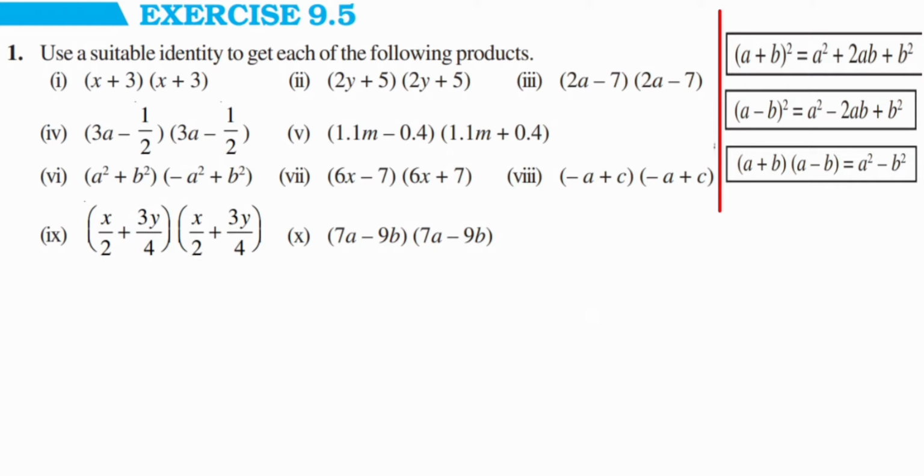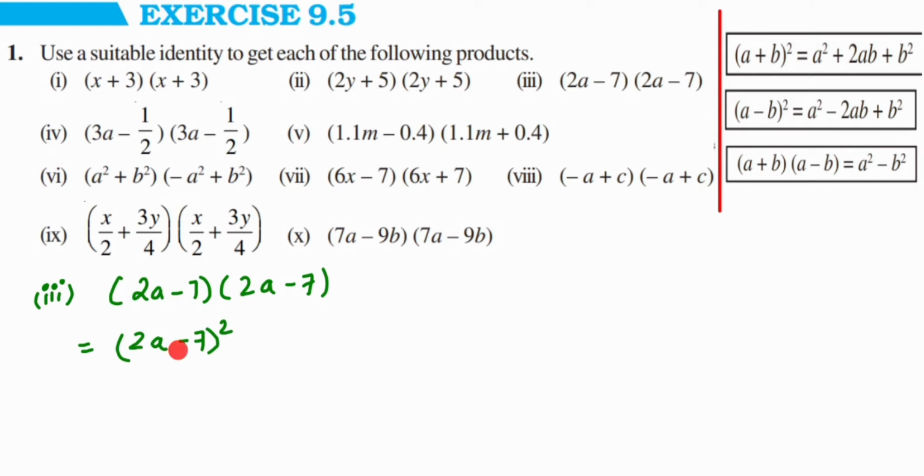The third problem is (2a minus 7) into (2a minus 7). Here when you multiply them you will get (2a minus 7) square. Now this is the second identity, that is (a minus b), because there's a minus sign there, it's like (a minus b) square, which is a square minus 2ab plus b square.